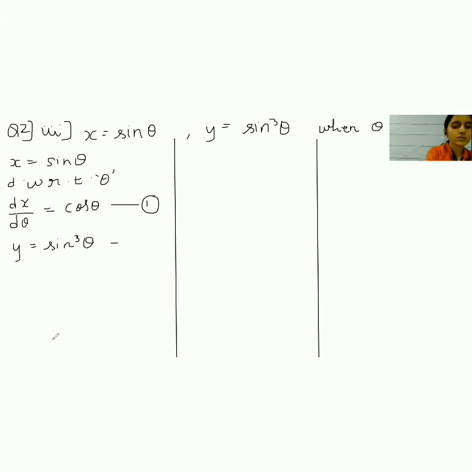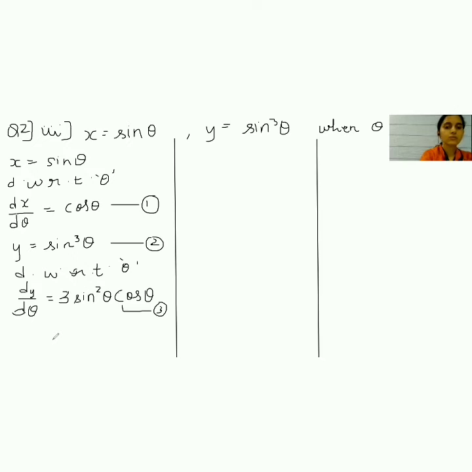Okay, mark this as equation 2 because we require it for substitution. Okay, let's take dy by dx, or rather differentiate with respect to theta. So dy by d theta is equal to 3 sine square theta, right, and derivative of sine theta is cos theta. Okay, so 3 sin square theta cos theta. This is dy by d theta. We'll call this equation 3.